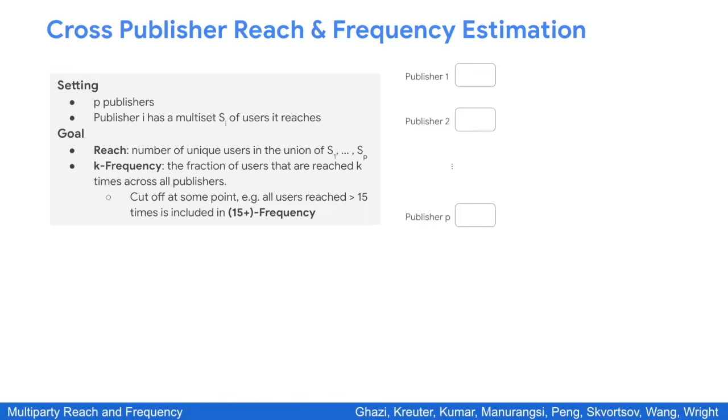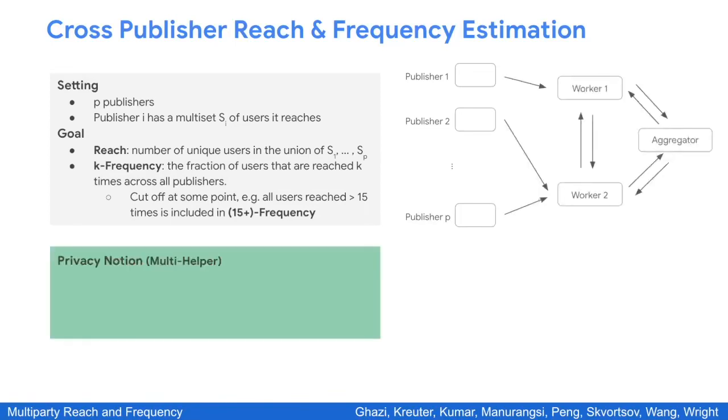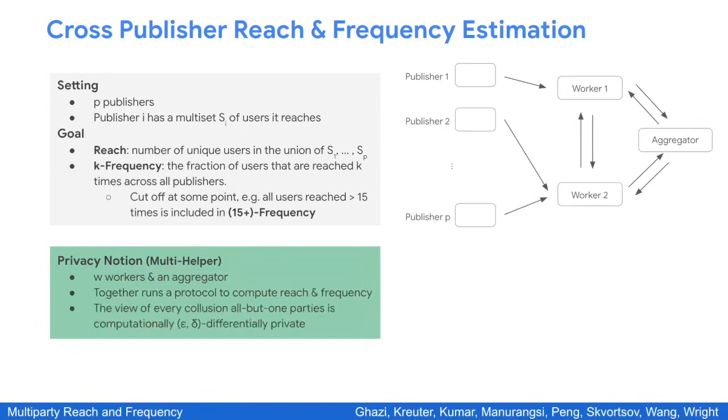The model of privacy that we use will be the so-called multi-helper model, where there will be multiple workers and an aggregator, and they will together run a secure protocol to compute reach and frequency. And our goal is to ensure that every collusion of all but one parties cannot violate the user's privacy. The specific notion of privacy we will use is differential privacy, and we will go through that in more detail in a few slides.